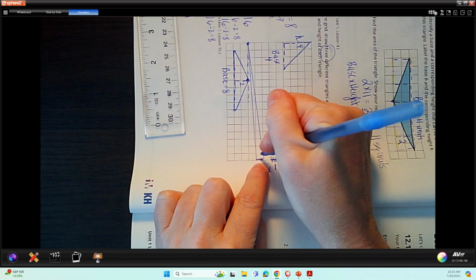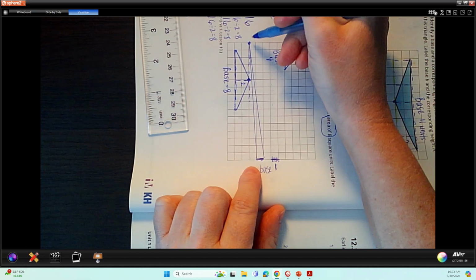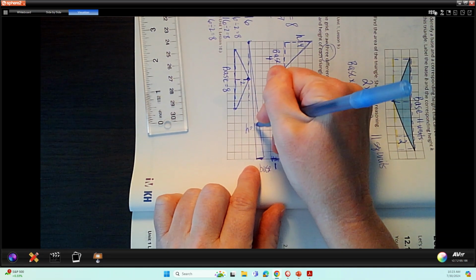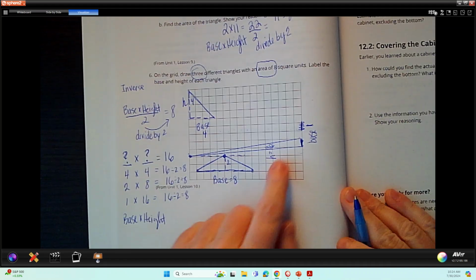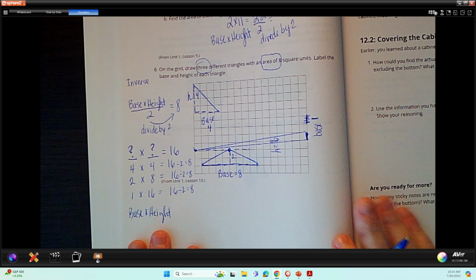So I have a base of 1 and a height of 16 going from this end of the graph paper to this end. And that would be my height, which is 16. Okay, wow, that one is really tricky. Hopefully you won't have to make one like that on the test, but these two are pretty easy to make.